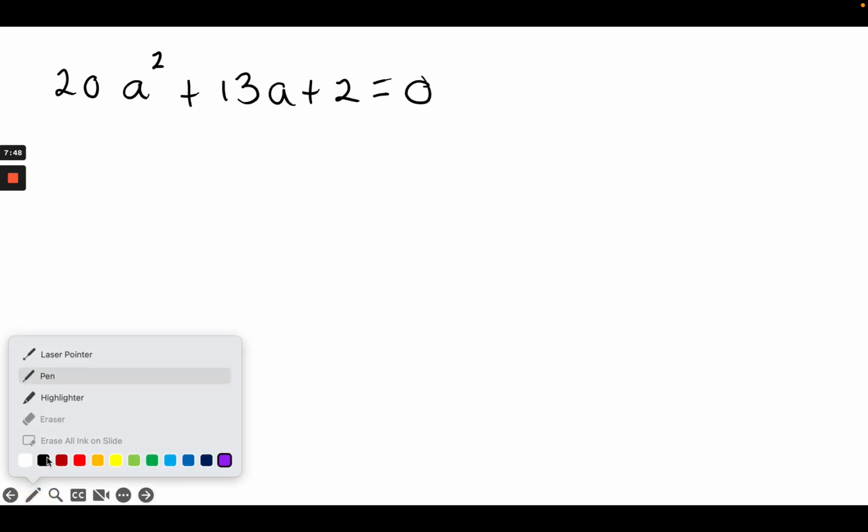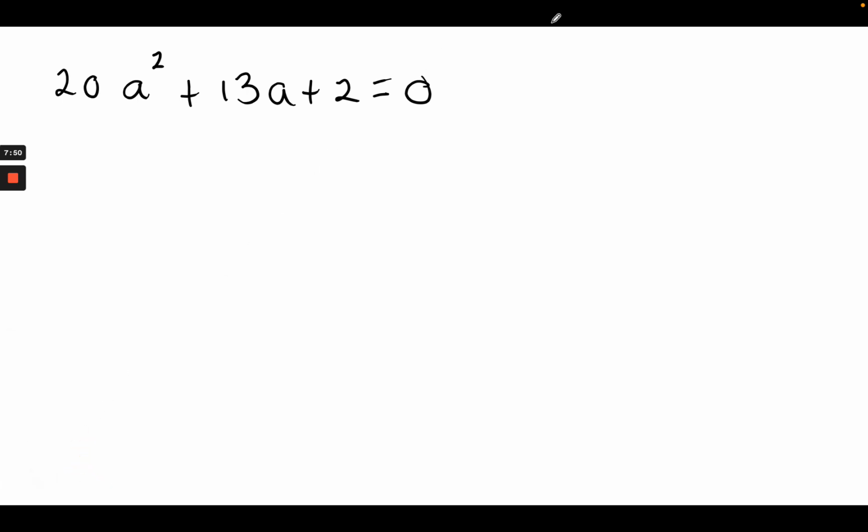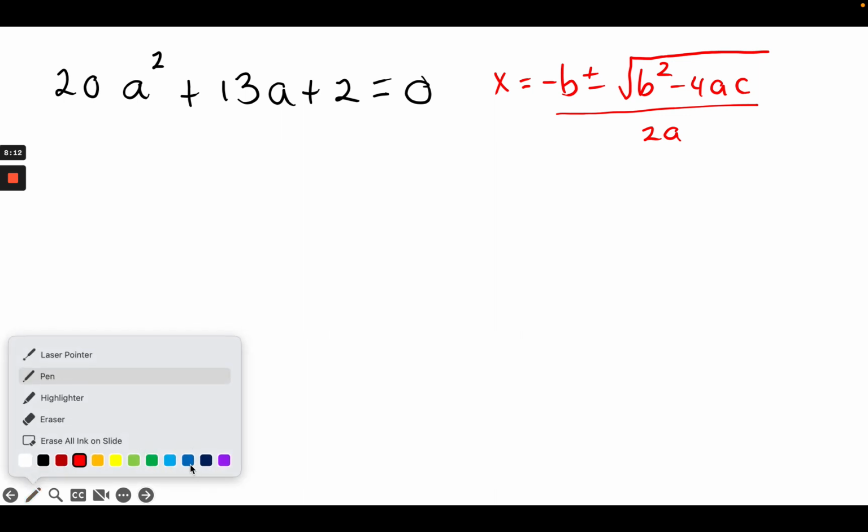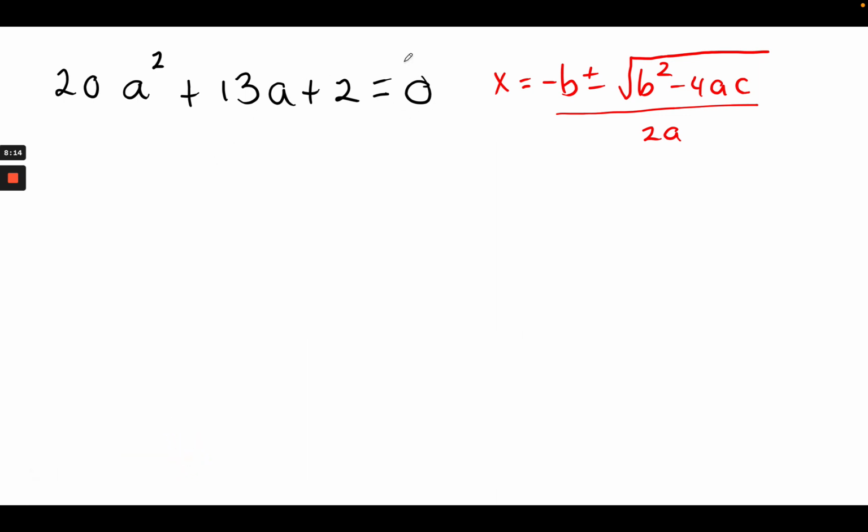Okay, here's the next one. Let's write down our quadratic formula. X is equal to negative b plus or minus the square root of b squared minus 4ac all over 2a. Okay, so does this equation equal 0? Yes, it does. So we're good with that. So let's just do our equation.